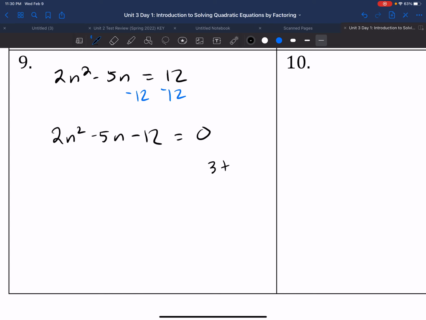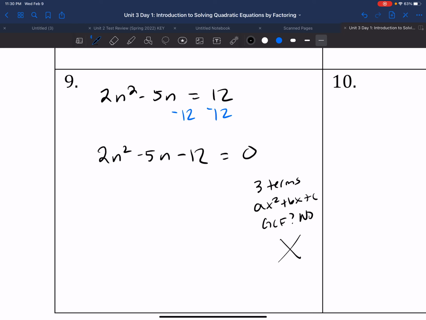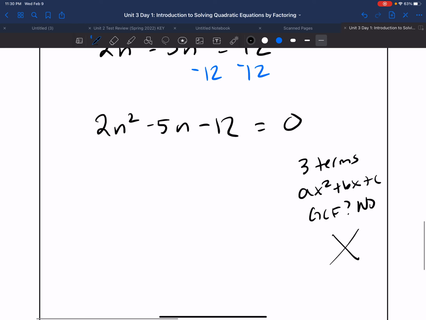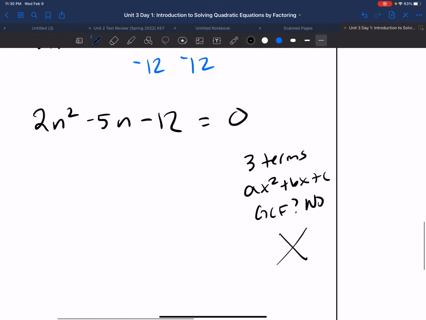We have 3 terms in the form ax squared plus bx plus c. And is there a GCF? No. So that means I can go ahead and proceed with my x method, and considering that a is greater than 1, we need to use the swing method. So I have, let's see, -24 over -5.